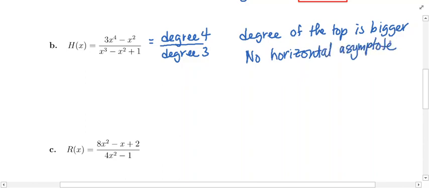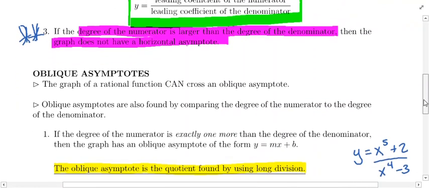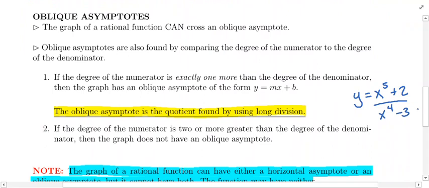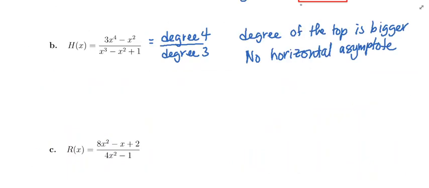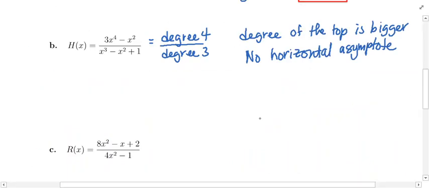but we do need to check on oblique. So let's go back and look under oblique. Remember there is one specific instance in which you get an oblique asymptote, and that is if the degree of the numerator is exactly one more than the degree of the denominator. That is what we have. The degree of the top is exactly one more than the degree of the bottom. So we are going to have an oblique asymptote here.